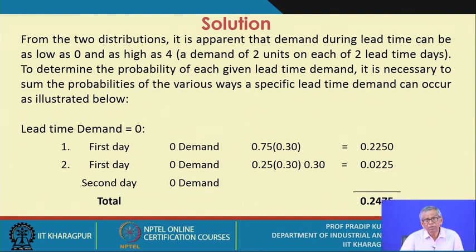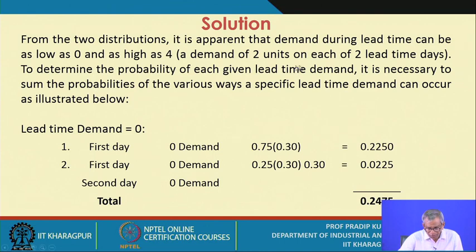Suppose the demand in both the days, that means the maximum 2 days lead time you have, there is a probability that in both the days the demand is 0. Or at the maximum level, the first day there could be a demand for 2 units, as well as in the second day there could be a demand for 2 units. That means 4 units could be the maximum demand during lead time.